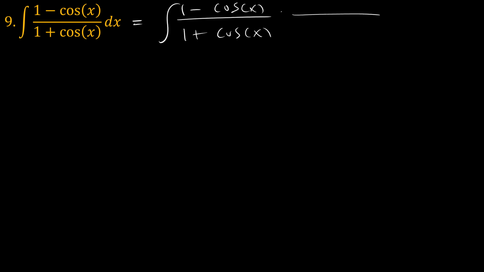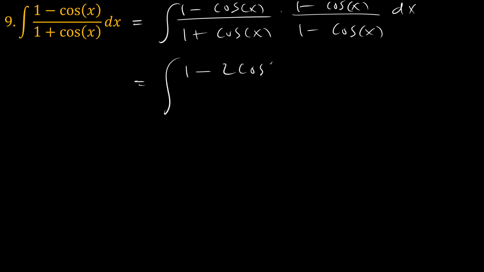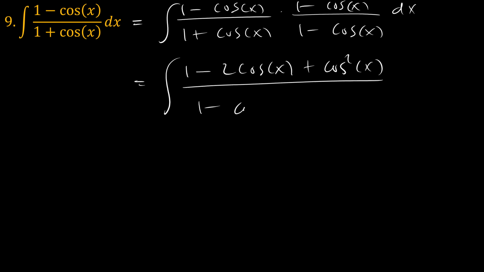I think we're going to take the same approach as we did with problem number 8, where we rationalize the denominator by doing the difference of two squares. So we're going to rewrite this problem where we have 1 minus cosine of x over 1 plus cosine of x, and then we multiply the denominator by 1 minus cosine of x, and also the same to the numerator. So we have 1 minus twice cosine of x plus cosine squared of x over 1 minus cosine squared of x.